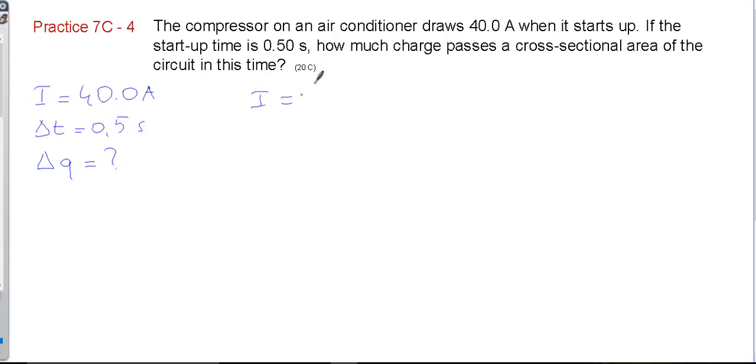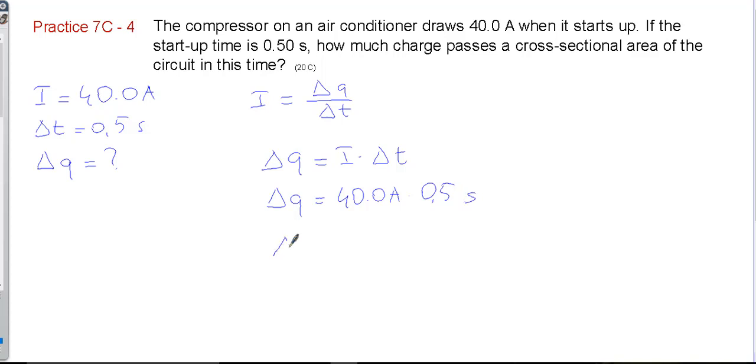I is equal to delta Q over delta T. Delta Q is wanted, so if we cross multiply, we get delta Q is equal to I multiply delta T. Then delta Q is equal to I, given 40 ampere, multiply delta T, 0.5 seconds, and then the charge will be 20 coulomb.